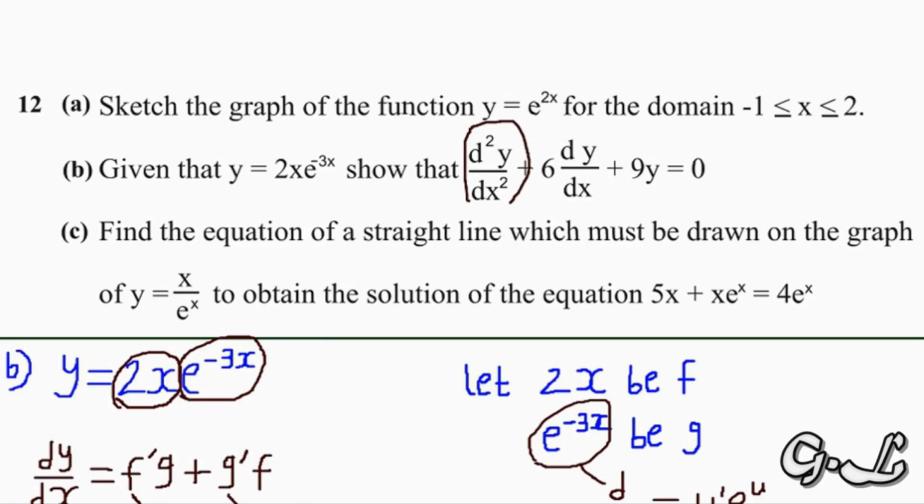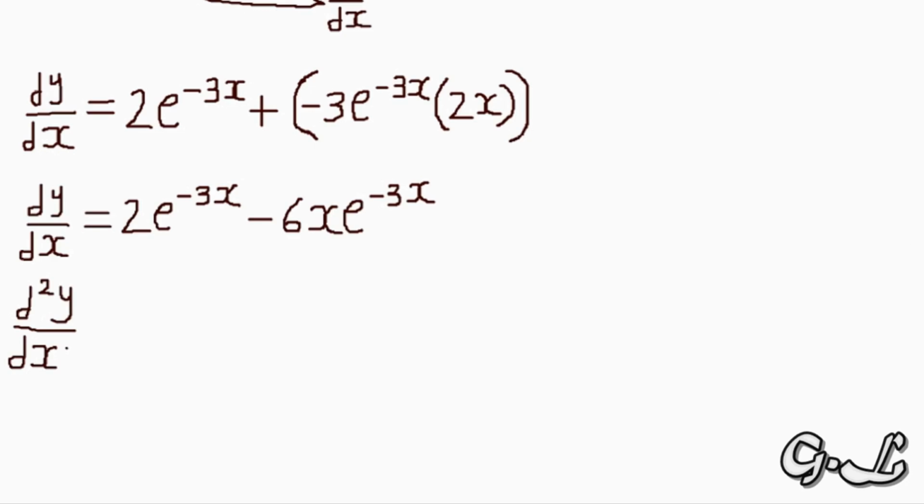Now let's go to another expression, d2y dx squared. That's our next objective. What they mean when they say d2y dx squared is that you have to differentiate dy dx. Our dy dx is equal to 2e to the negative 3x minus 6x e to the negative 3x. So we have to differentiate that expression.